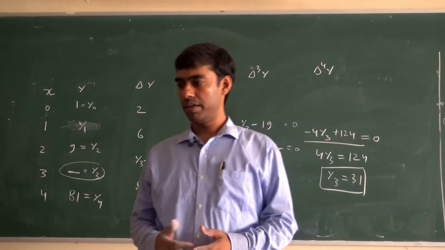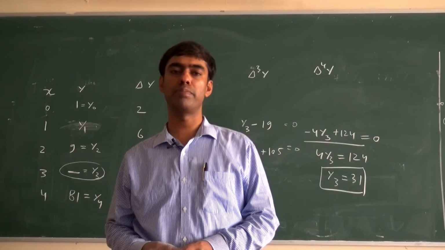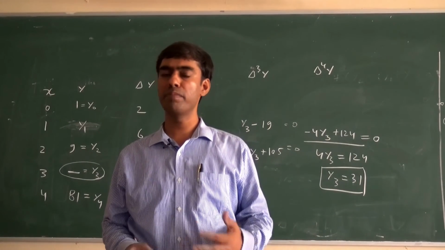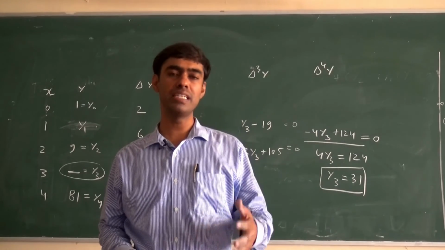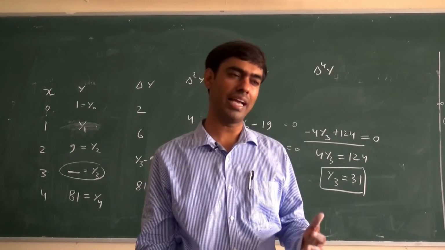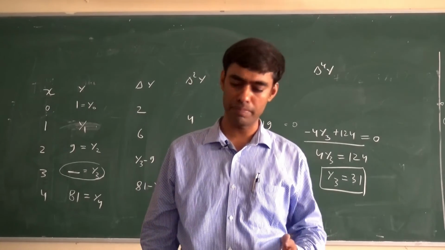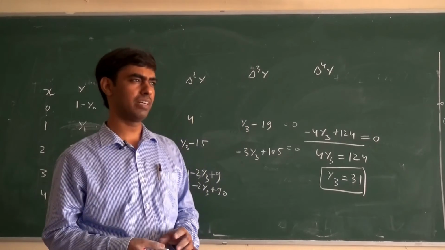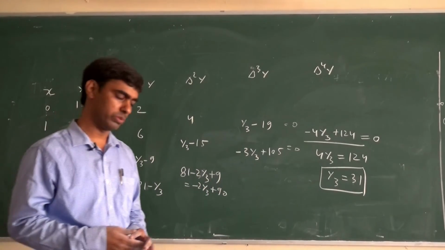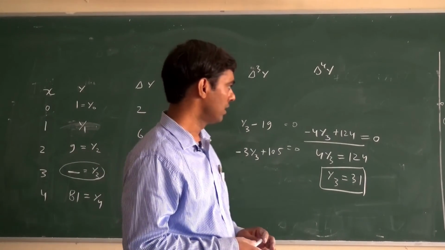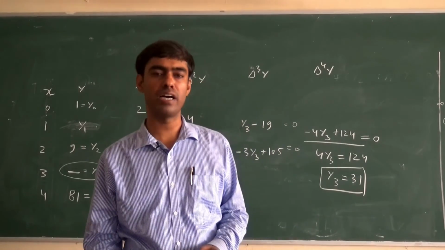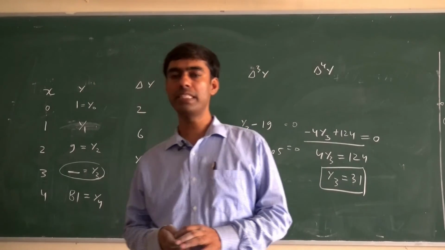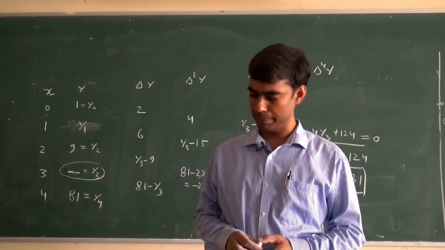Then it depends on how many missing terms and how many known values there are. As the number of known values is larger and the number of missing terms is smaller, the accuracy is higher in comparison to when the missing terms are larger in number compared to the known values. So this is one application: how we find the missing term with the help of a difference table, as well as the missing term with the help of a difference operator.